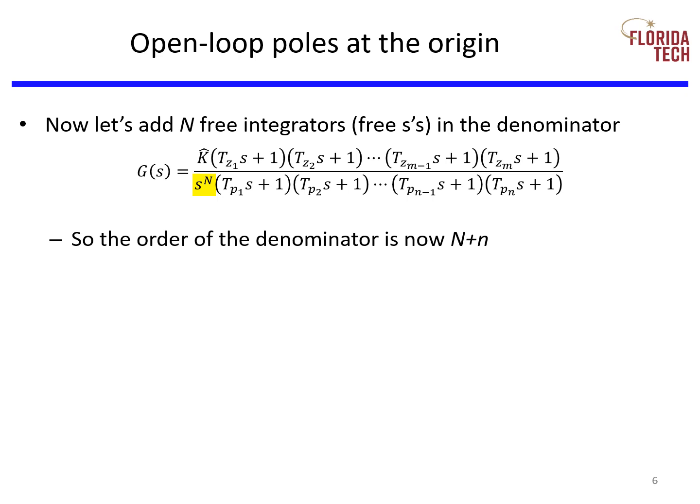So let's examine what happens for systems with one or more free s's at the origin. We'll use capital N to define the number of free s's. Little n will define the number of factors not at the origin. So this means the order of the denominator is now capital N plus little n.